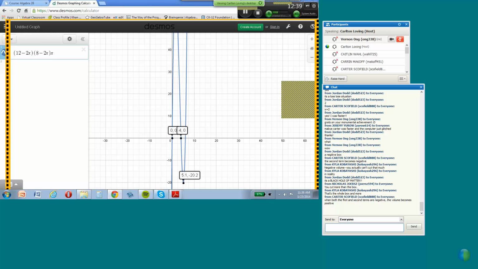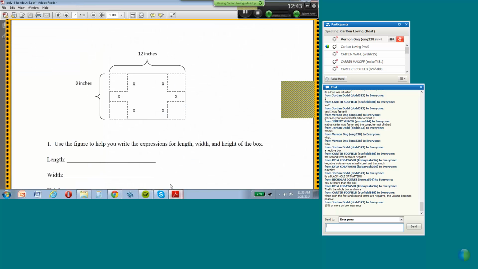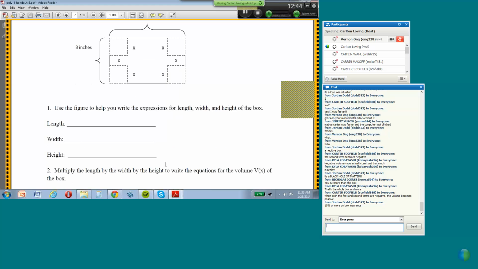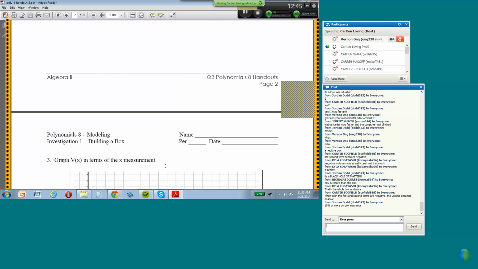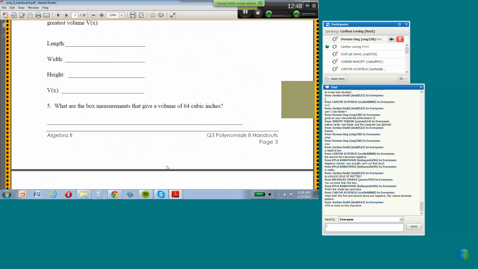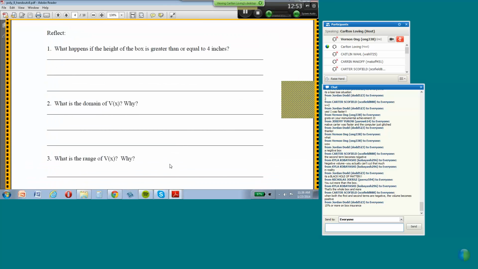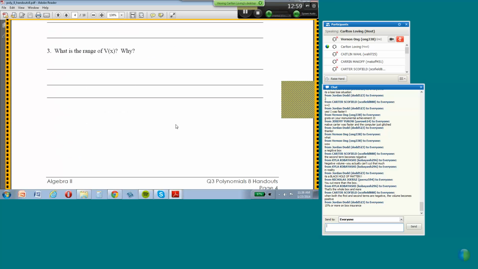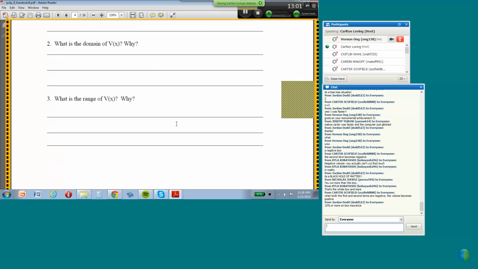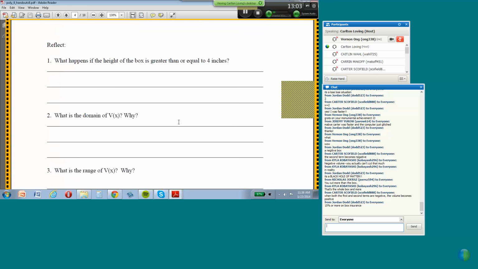So if we go back to our handout and start answering some of these questions, we're going to look at when they ask about domain and range, what happens if the height of the box is greater than or equal to 4. I think you should be able to answer those questions now.